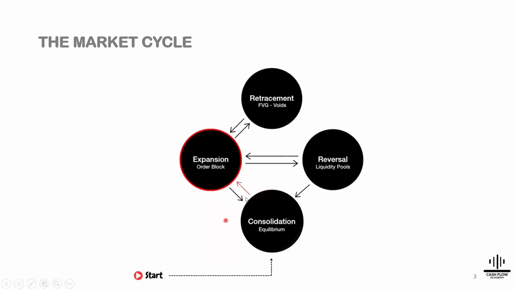And I explained to you that after consolidation, what we expect is expansion. Nothing else. You don't expect retracement after consolidation, neither do you expect reversal after consolidation. The next thing you expect after consolidation is expansion. And from expansion, we can get either of these three things. So today we're going to be dealing with expansion, explaining how it looks, its characteristics, and how you can use it for a trade setup.